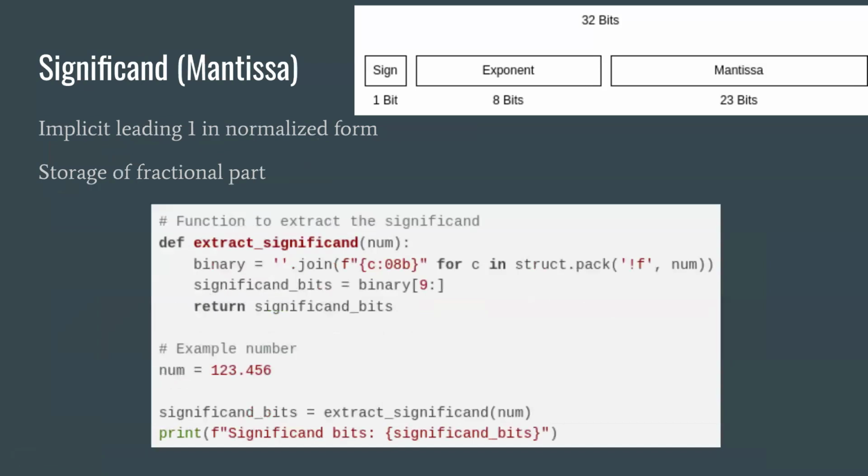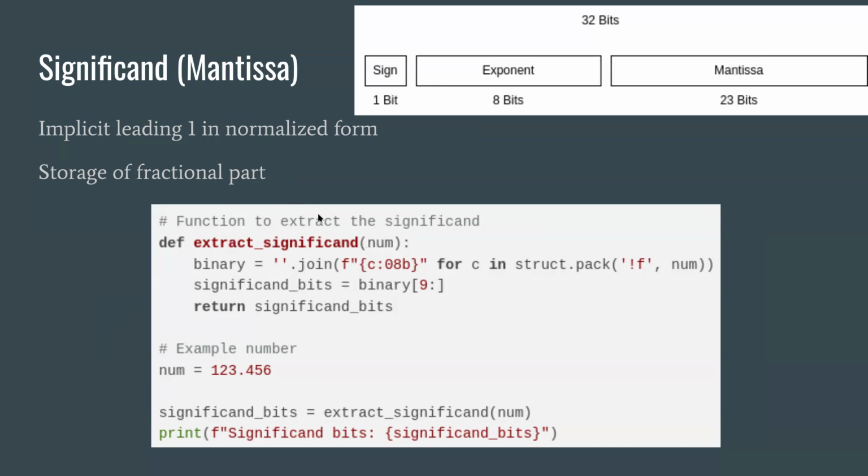Significand, or mantissa, represents the significant digits of the floating point number. So in normalized form, there is an implicit leading one, which is not stored but assumed. This allows us to use all available bits to store the fractional part, thus maximizing precision. The value represented by the significand is 1 plus the fractional part stored in the bits.